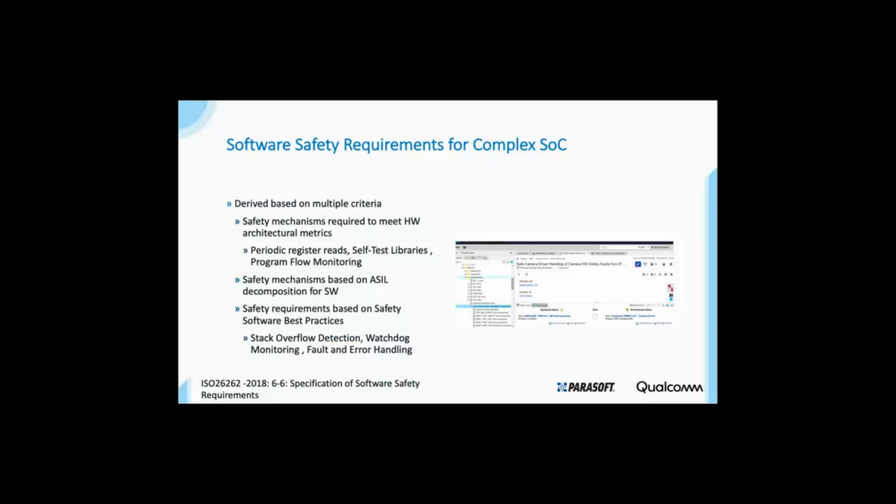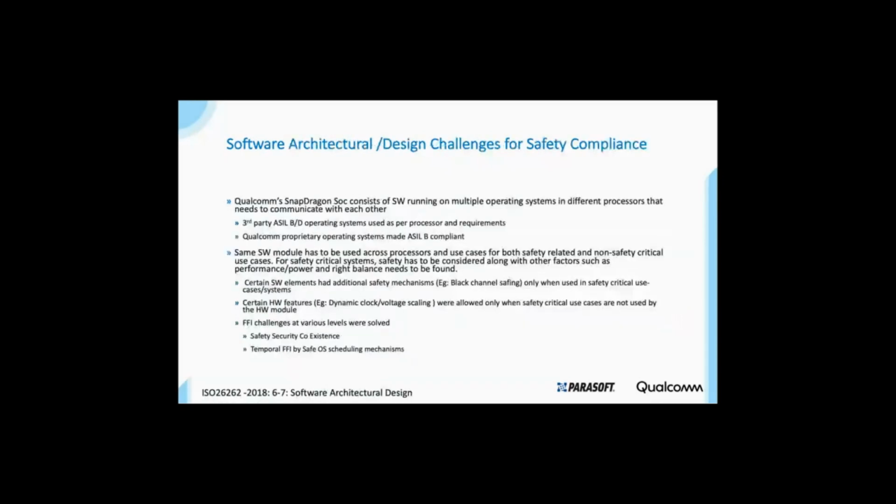So this is the first step. We derive the software safety requirements. And once the requirements are there, we go into architecture and design. As I talked about briefly, we have software running on multiple operating systems in different processes. So we had a two-pronged strategy on how to approach this.